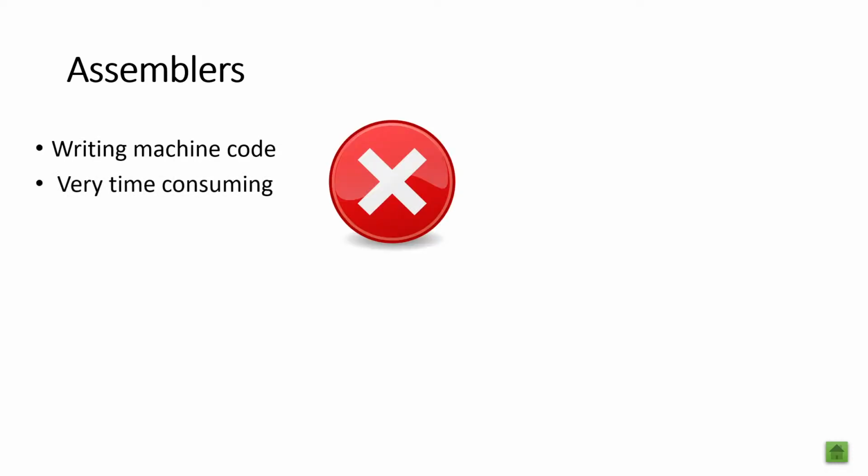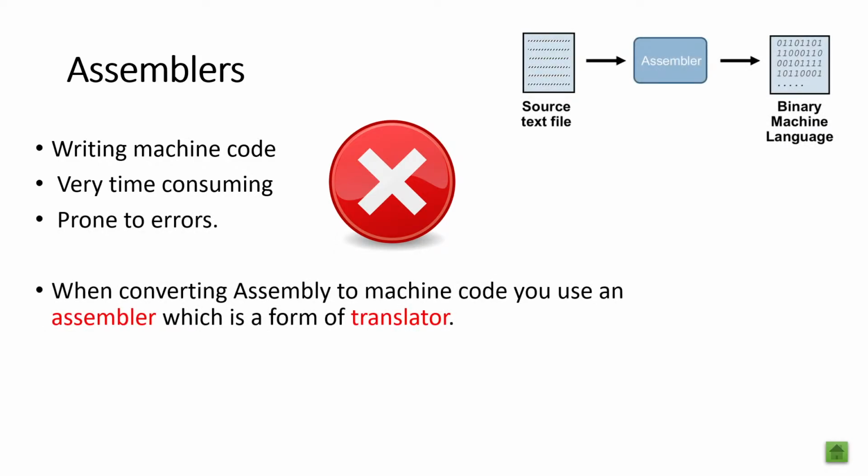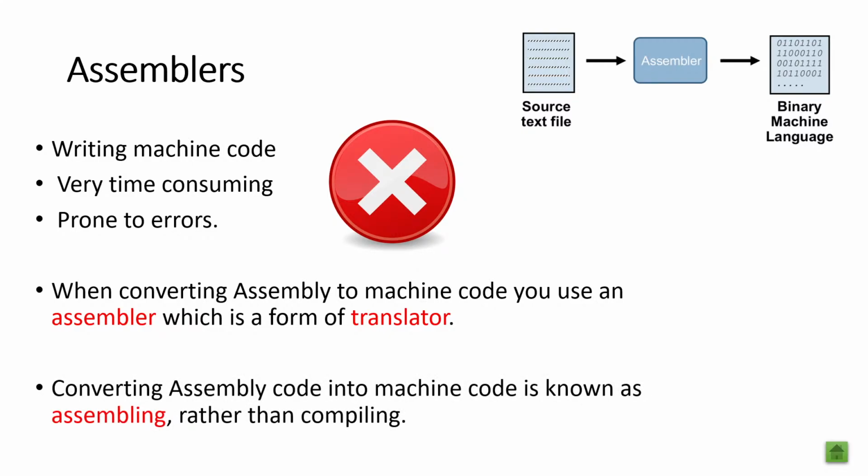So we don't write machine code because it's prone to errors and very time consuming. So when converting assembly into machine code, use an assembler, which is the translator.